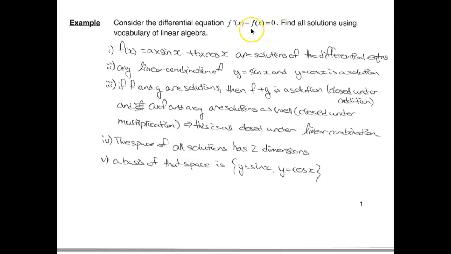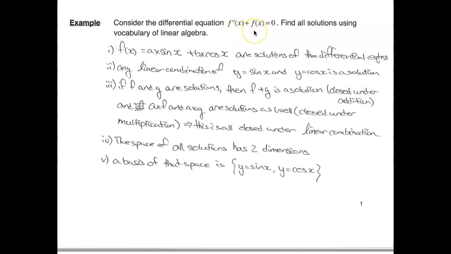You may then think that cosine x works as well. Well, yes, indeed, because the second derivative of cosine x is negative cosine x plus cosine x equals 0 again. And these are actually the only solutions, except you can multiply them and add them. If you look at y equals 5 sine x, the second derivative of 5 sine x is negative 5 sine x, so it works again. And if you tried with cosine x plus sine x, then it would work as well.